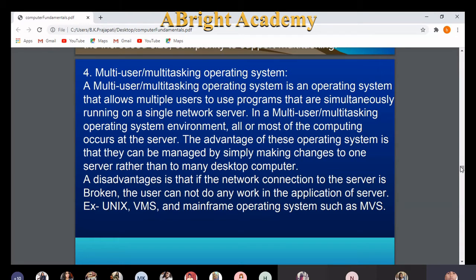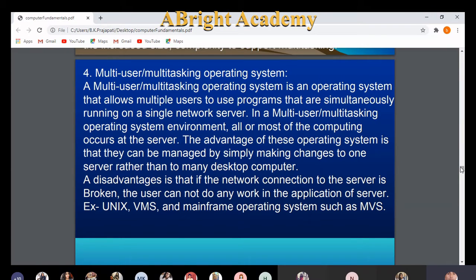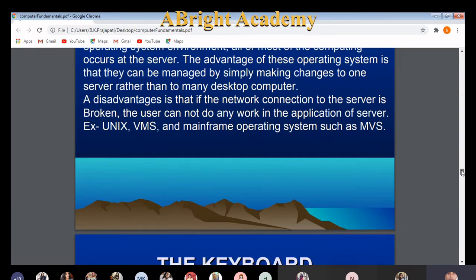The advantage of these operating systems is that they can be managed by simply making changes to one server rather than to many desktop computers. A disadvantage is that if the network connection to the server is broken, the user cannot do any work in the application of the server. Examples of multitasking operating systems are Unix, VMS and mainframe operating systems.